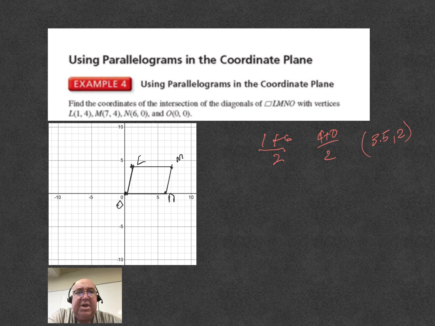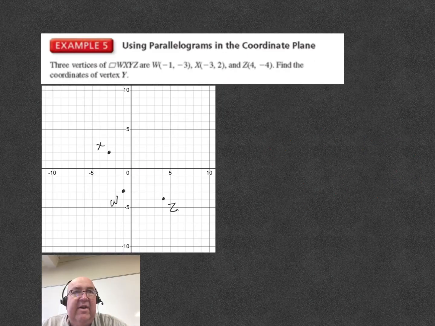And we're going to just check our work on the other opposite vertices. So M is 7 plus 0 divided by 2, and 4 plus 0 divided by 2. And we get 3.5 and 2 as well. So the intersection of the bisectors, or the diagonals, is 3.5 and 2.